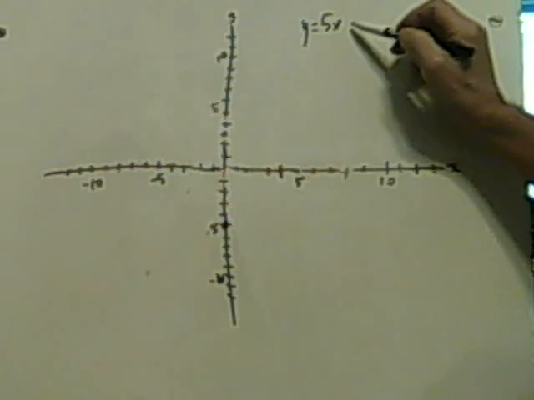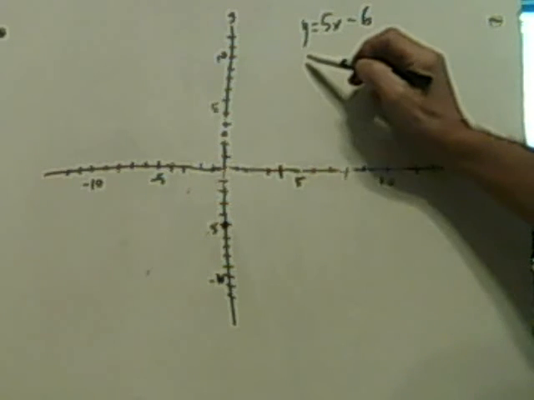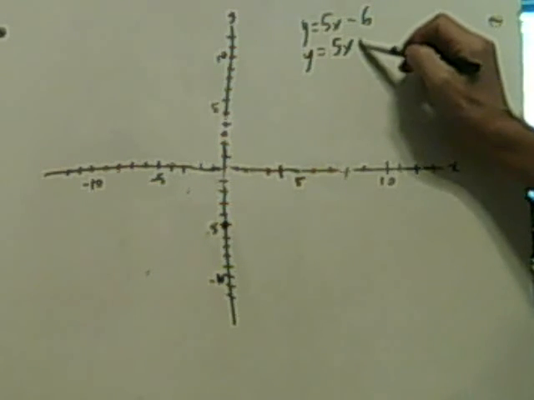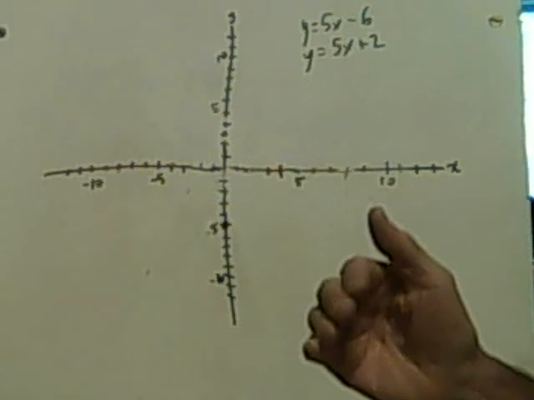Okay, now let's get to 54. Determine whether each pair of lines is parallel, perpendicular, or neither. So let's say we get y is equal to 5x minus 6, and y is equal to 5x plus 2. The idea on here is it's all about the slope. Parallel lines are going to have the same slope. Perpendicular lines are going to have slopes that are reciprocal, like delta y over delta x.